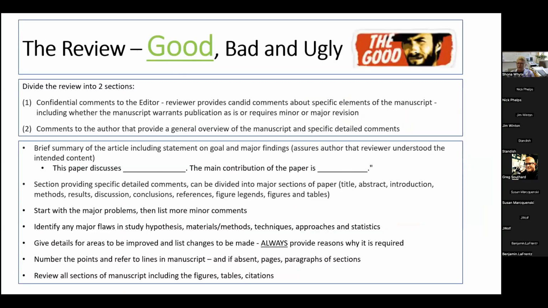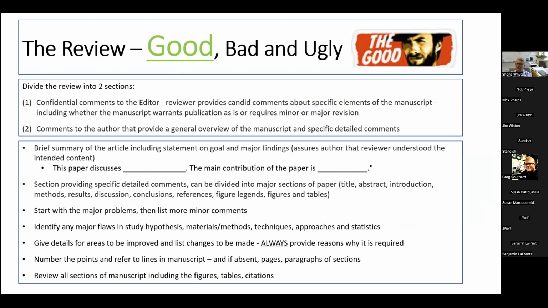So how do you write the review? I would expect that there are two things you would start to do. First of all, you have to provide some confidential comments to the editor. These are comments about the manuscript, specific elements that you want to raise. You can raise any concerns that you might not want to raise specifically with the authors. You might be more candid in those comments to the editor.